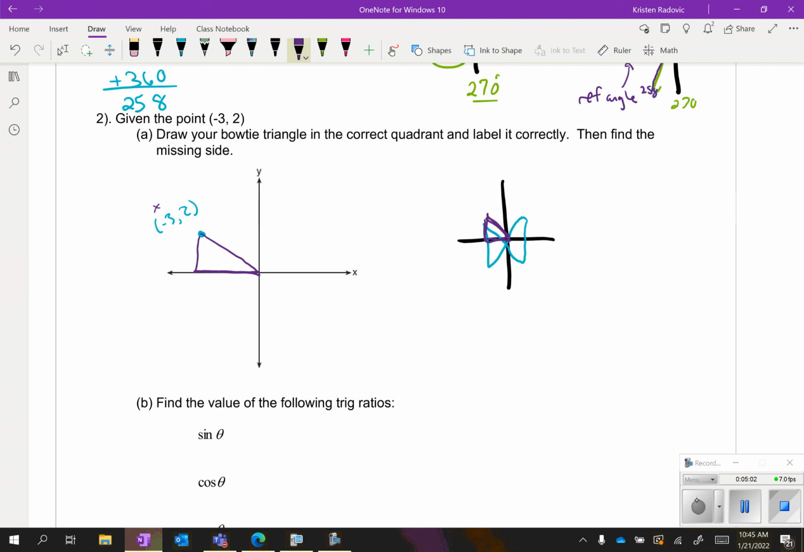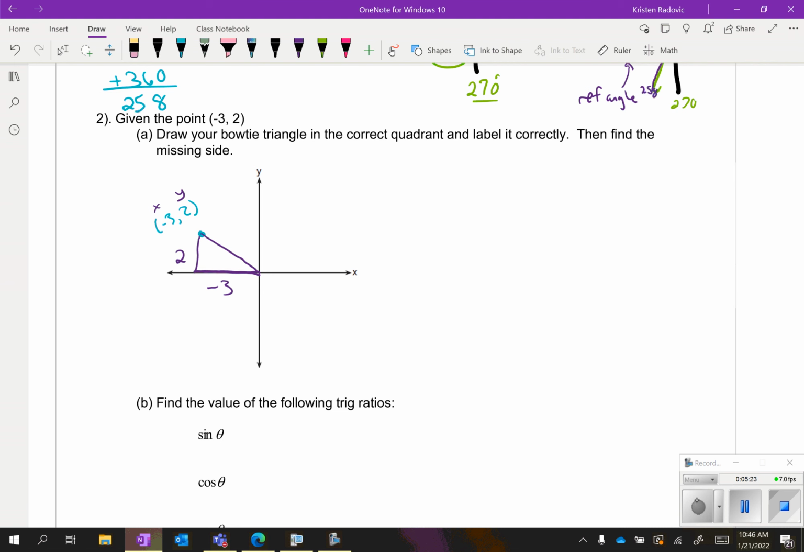Anyway, -3 is your x-coordinate, and the x-axis goes left to right. So it makes sense to label the side of the triangle that goes left to right -3. 2 is your y-coordinate, and the y-axis goes up and down, so the side of your triangle that goes up and down is your value of 2.